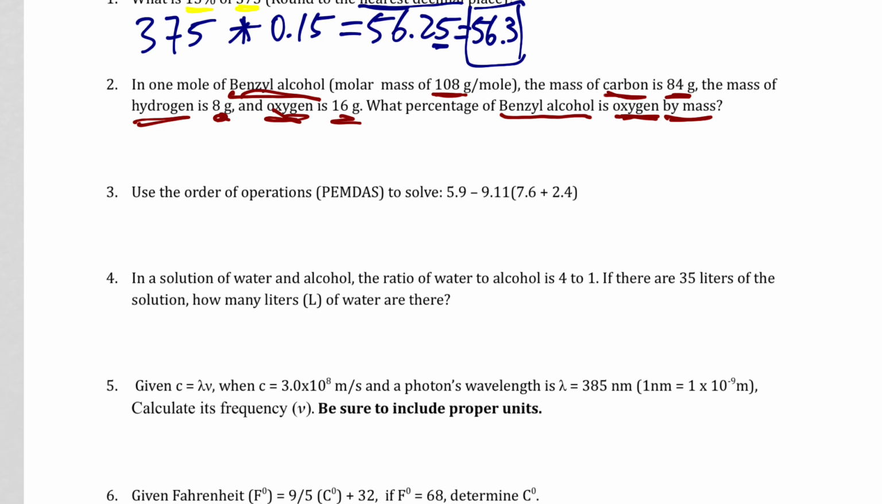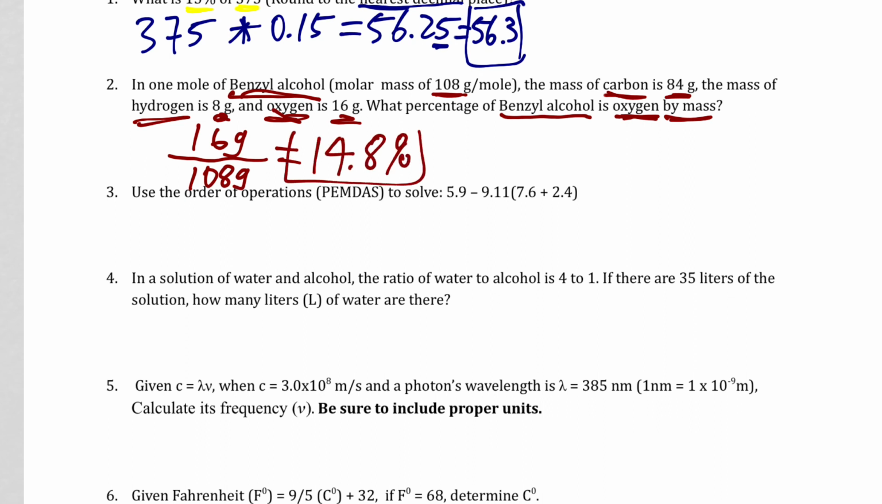Essentially, it's just going to be taking this number divided by this number. So it's going to be 16 grams divided by 108. The reason is that 108 is the whole compound, and 16 grams is just the oxygen, and that way you get about 14.8%. That should be your final answer, because the top part is the oxygen, and the bottom part should be the whole compound, which is the benzyl alcohol.